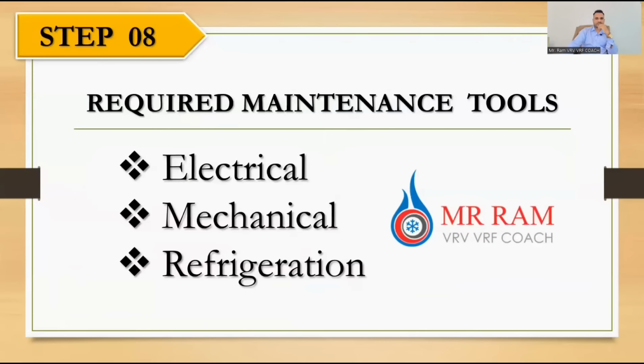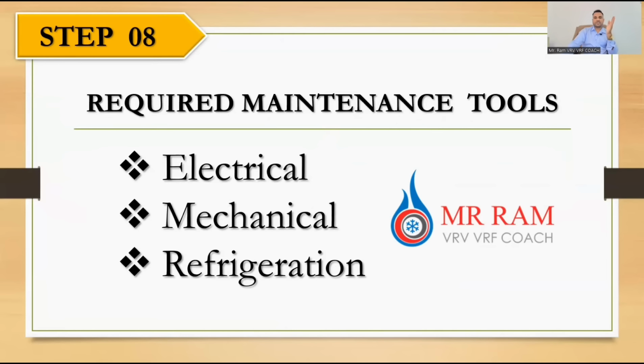Then the next step is the required maintenance tools. If you are facing electrical faults, you have to take the electrical tools with you. And if you are facing mechanical problems in the outdoor units or indoor units, you take mechanical tools and refrigeration tools, like for refrigerant gases, low gas and gas leakages. Those kinds of tools you have to take together and manage your tools. So you can solve the problem instantly and save your time, instead of arranging what tools you need and where you will get them from.